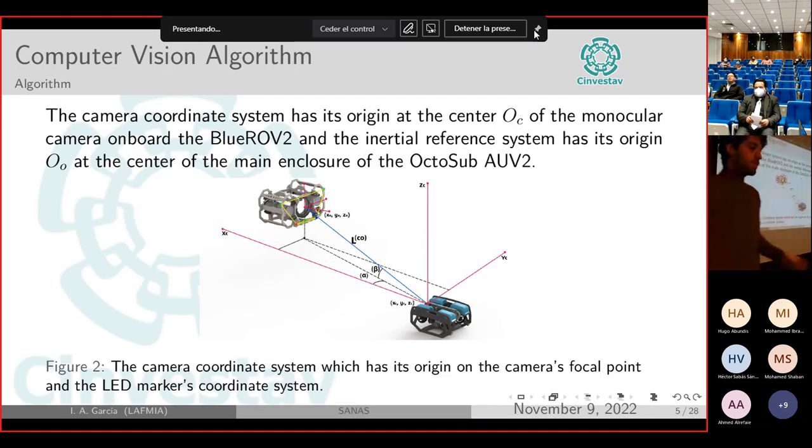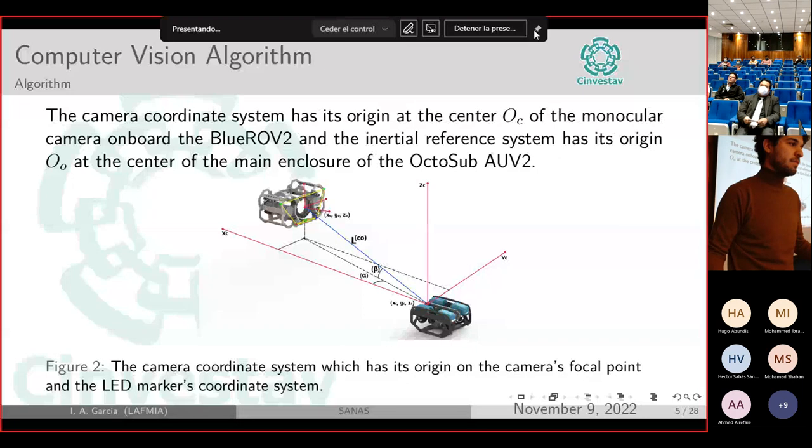In this figure, we show the diagram of the two coordinate systems. The first one is the camera coordinate system. It has its origin at the focal center of the camera. This camera is on board the BlueROV2, an autonomous underwater vehicle. And the other coordinate system is the marker coordinate system. Like I said before, it is attached to another vehicle, the Octosuit.